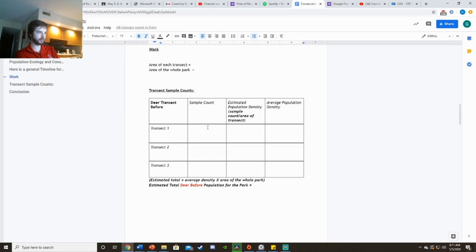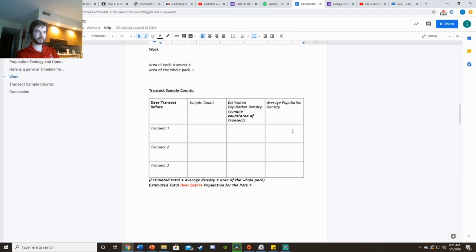Estimated population density: all you're doing for that is taking the sample count you got here, whatever this is, 30, 15, 12, and dividing that by the area. Your area is up here. To get your number here, it should be a decimal, like a percentage per square mile. Then you use that to get the average population density. Take your three population densities for the three transects, add them together, divide by 3, and get your average.